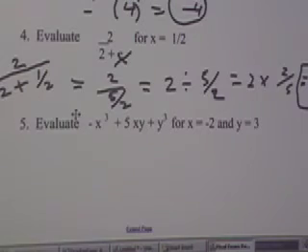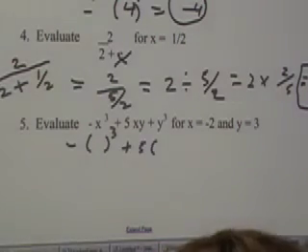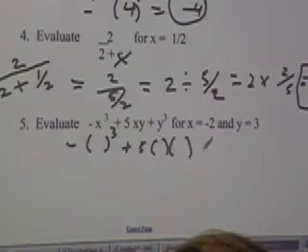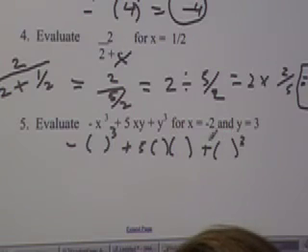All right, evaluate, this is number 5. Evaluate negative x cubed plus 5xy plus y cubed for x equals negative 2 and y equals 3. Again, it's all about pockets, guys. We've been doing that since the beginning. And how important are they? So important, it's not funny. It's absolutely essential you do your pockets, because if I create pockets here, I'm basically creating a nice little space for everything to be put into.